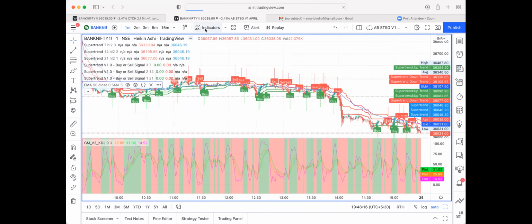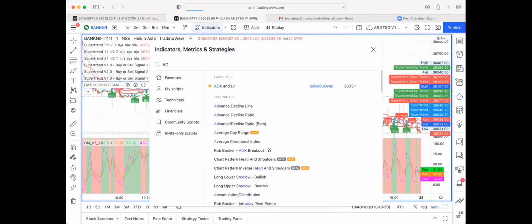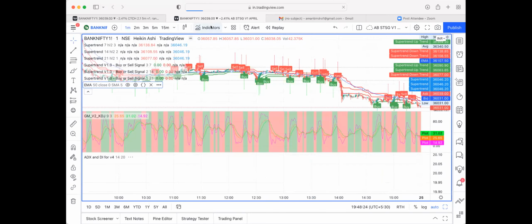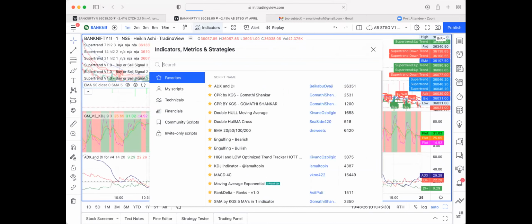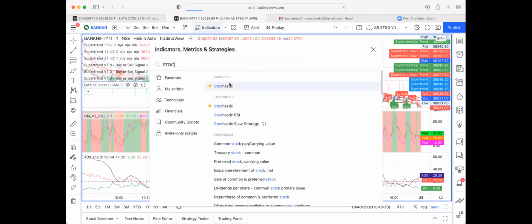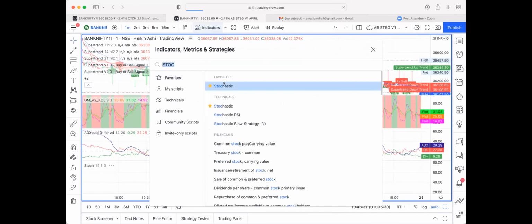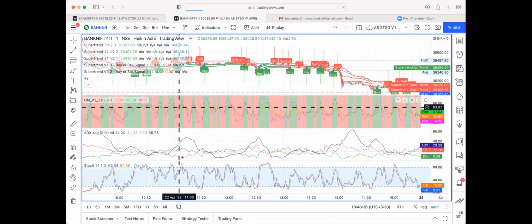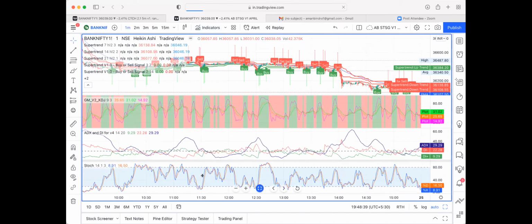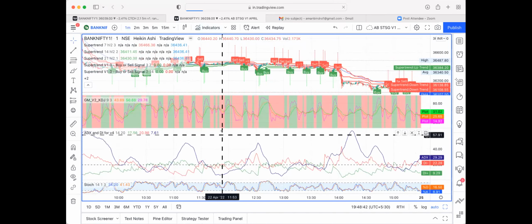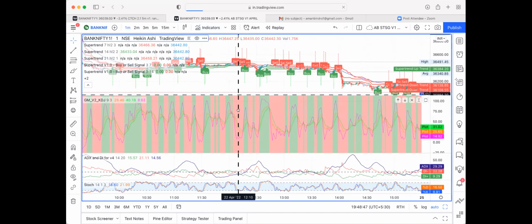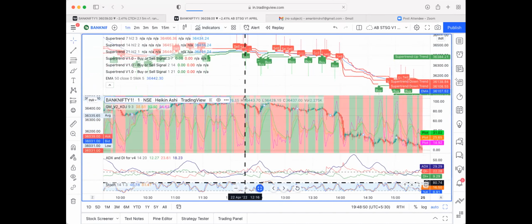Then we are using another indicator, which is ADX DI. The settings would remain the same. And the third indicator, which I'm going to use, is stochastic, which is a very useful indicator, and it is giving wonderful results if we are using it with Supertrend. So guys, now our basic setup is done. All the indicators which we want to use for the strategies are already on your screen. So your screen would look something like this.